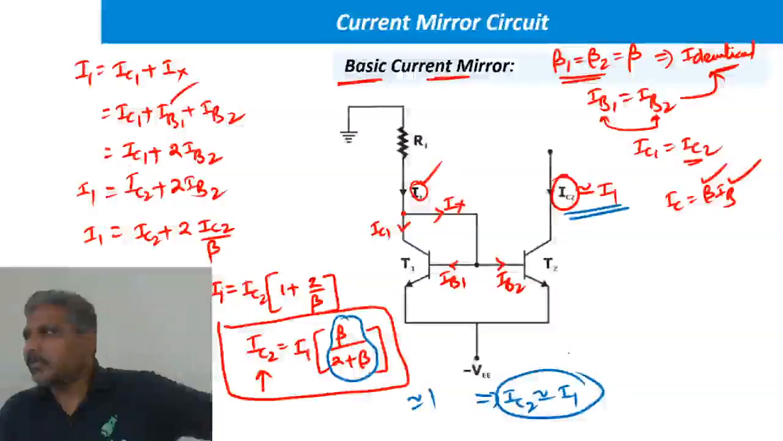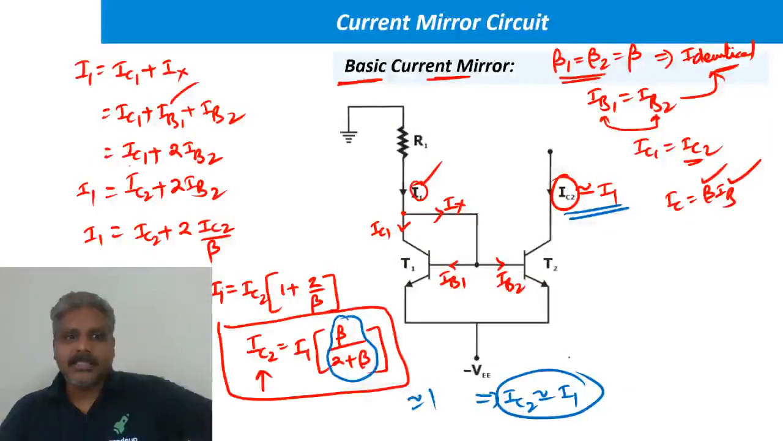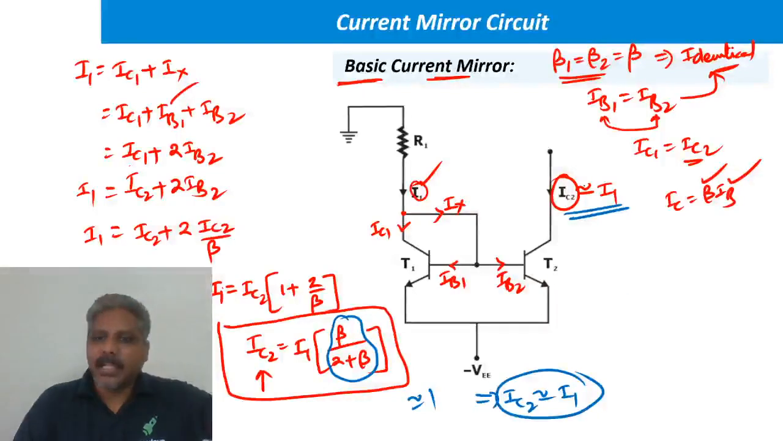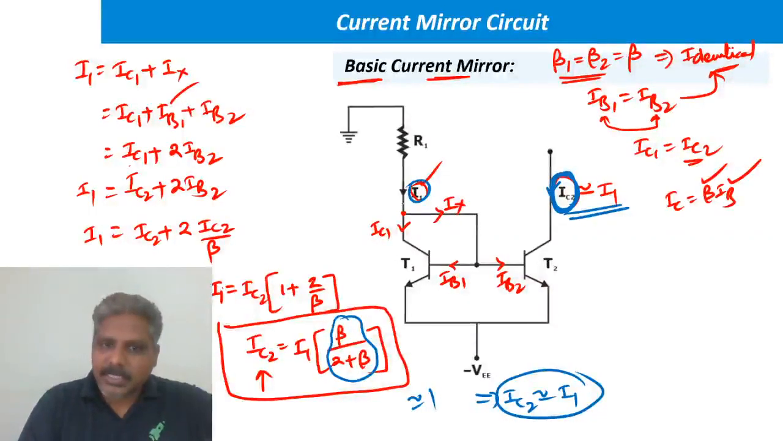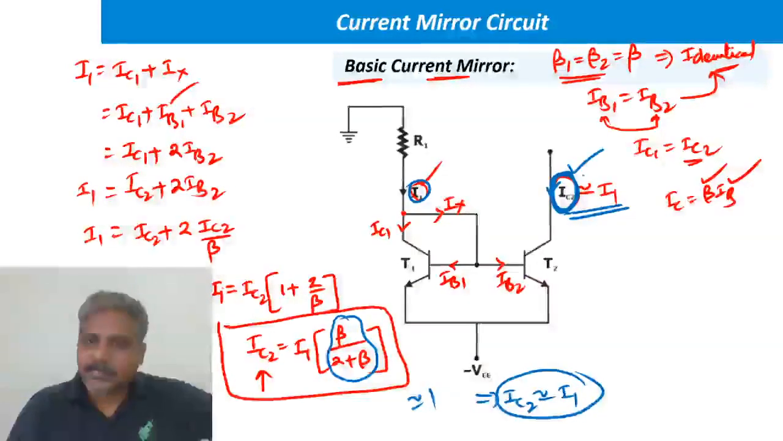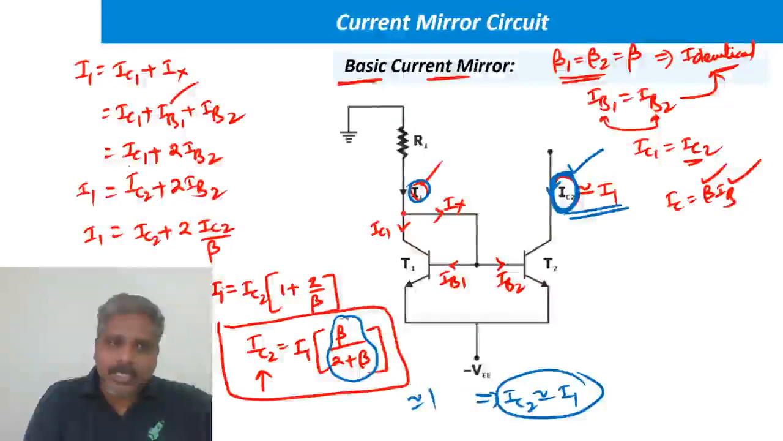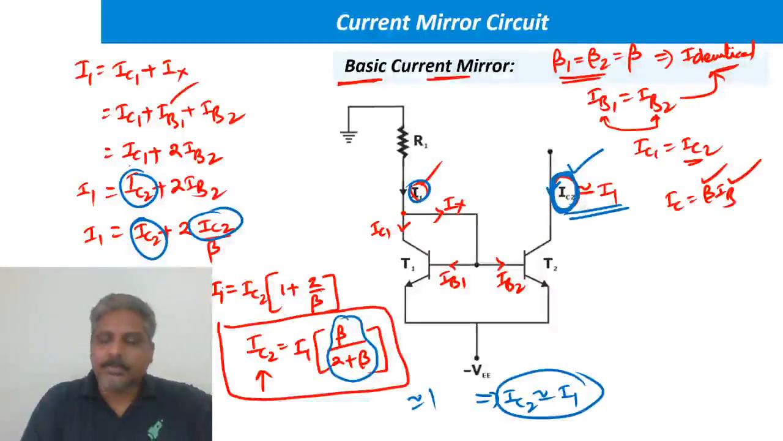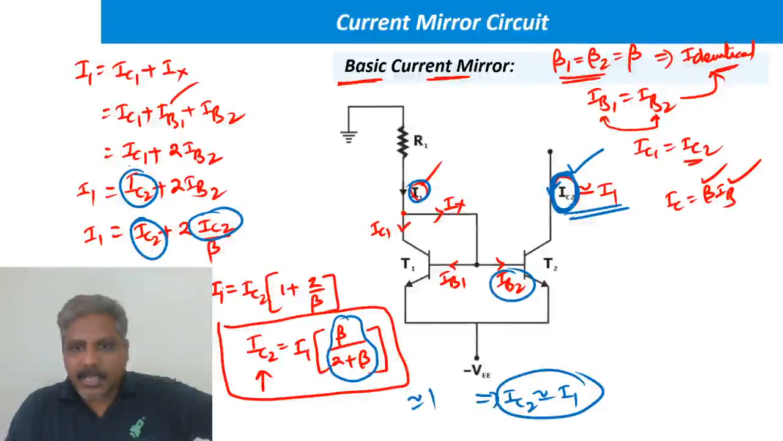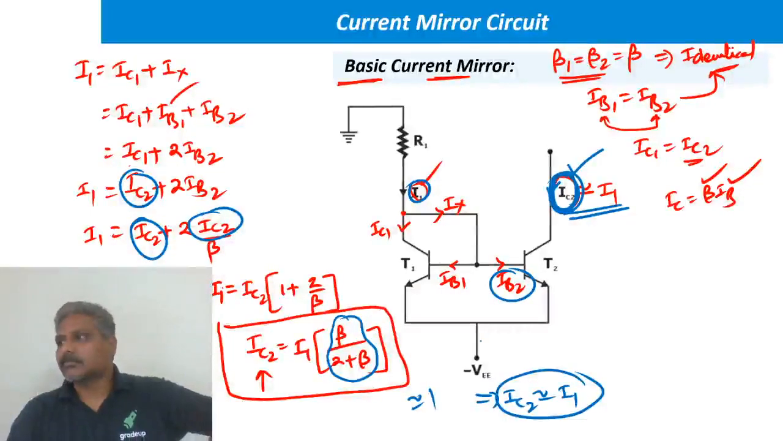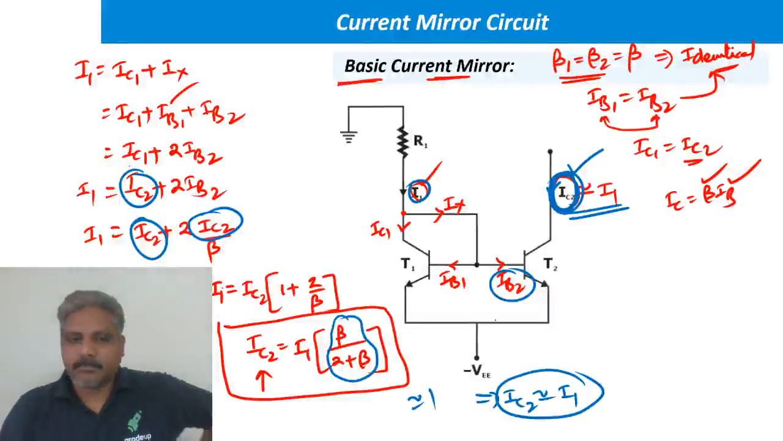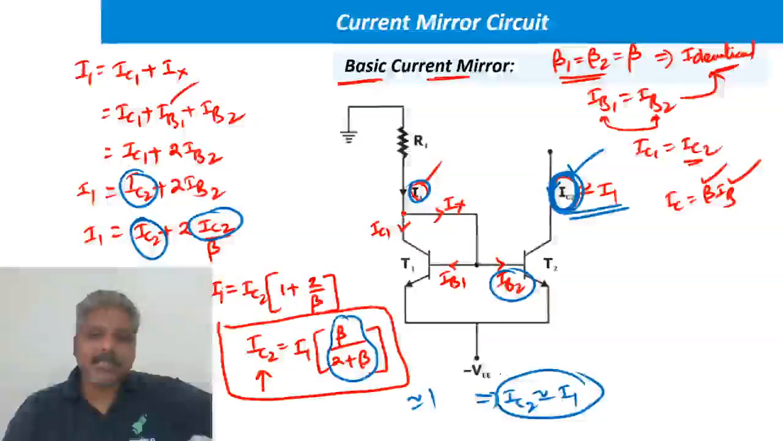Sir, why can't we replace IC2 as beta times of IB? See, ultimately I want IC2, because this is the current mirror image of this current. So I want to get the expression in terms of IC2. That's why I express everything in terms of IC2. I don't want IB2, I want this current. Got it? So this is what current mirror is.